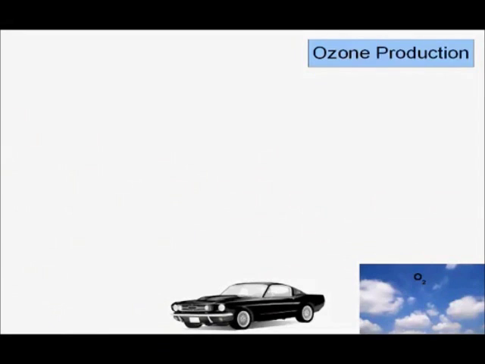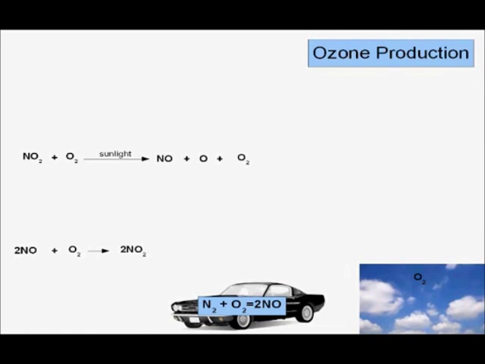The first thing is ozone production. At high temperatures of the car's combustion chamber, nitrogen and oxygen from the air react to form nitrogen monoxide. Some of the nitrogen monoxide reacts with oxygen to form nitrogen dioxide. When the nitrogen dioxide concentration is well above clean air levels and there's plenty of sunlight, then an oxygen atom splits off from the nitrogen dioxide molecule. This oxygen atom can react with oxygen molecules in the air to form ozone, which is a secondary pollutant.